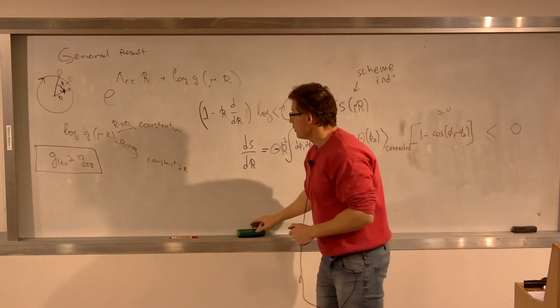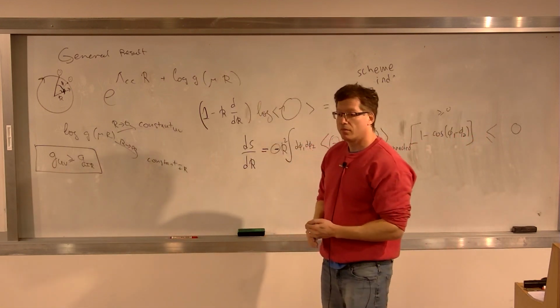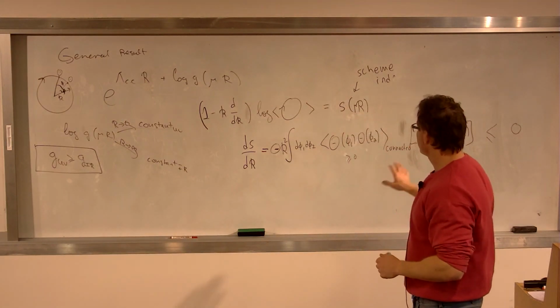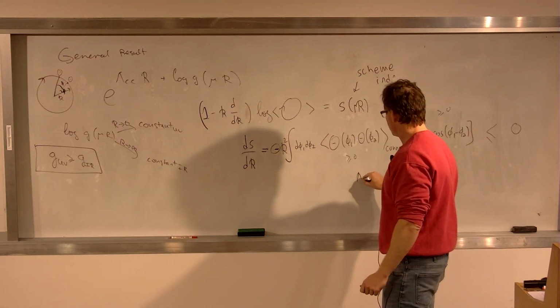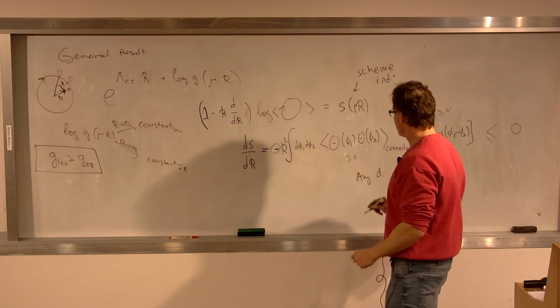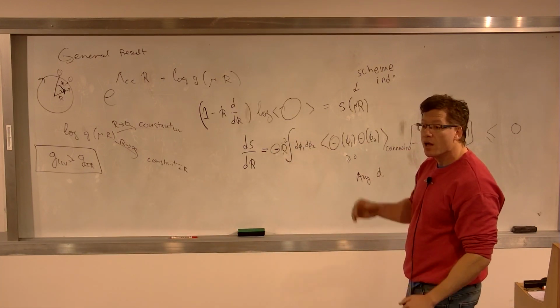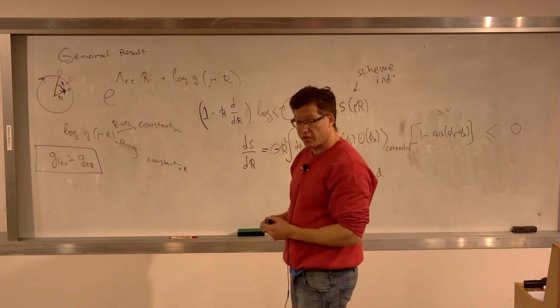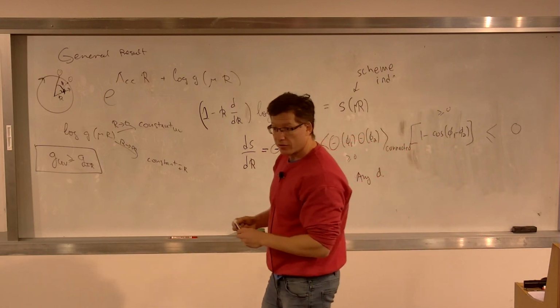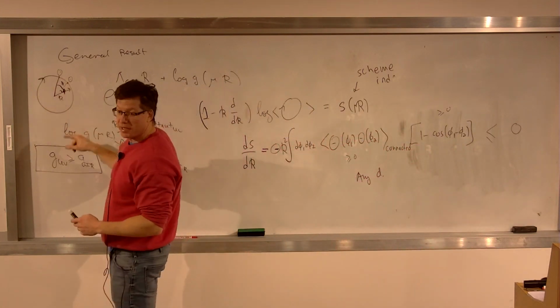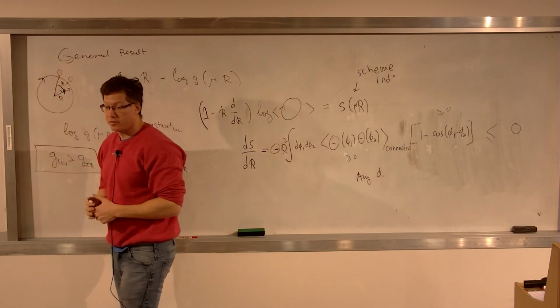Is this in 2 dimensions or in general? This is for any D. I'm talking about line defects in any number of dimensions. So this is some circle on a plane in any number of dimensions.